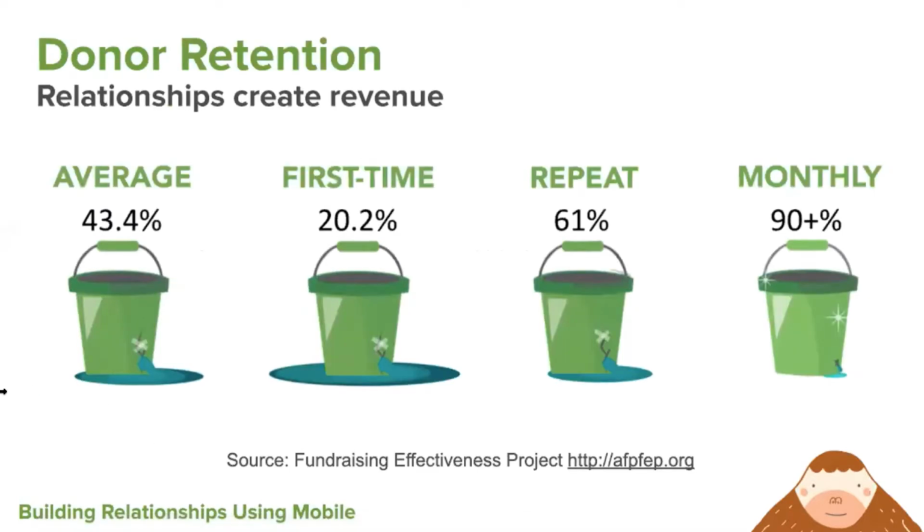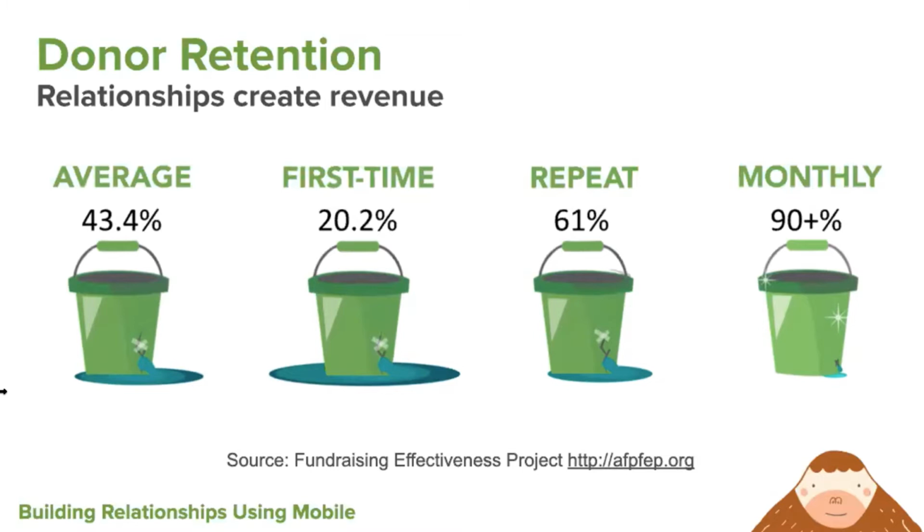So I mentioned donor retention and how important it is to revenue. This is one of the key things that we've discovered with Bloomerang in terms of driving revenue and having growth within your organization: improving your donor retention rate. We found that on average, people tend to have a 43.4% donor retention rate. But for first-time donors, that's actually about 20%. So only 20% of your first-time donors stay to give another gift. If you can get that donor to donate a second time, whether that be in a year or in a few months, then they are now 61% more likely to stay and donate to your organization.